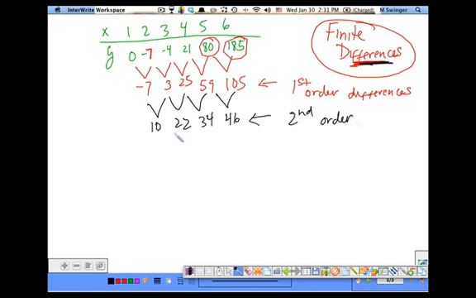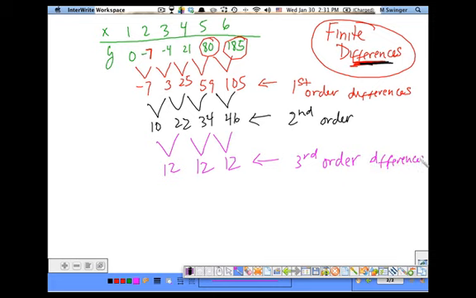Okay, so you're saying why? What's going on here? Well, check out the third time we do it. 22 minus 10, 12. 34 minus 22, 12. 46 minus 34, that's also 12. We found the third order differences to be constant. It's constantly 12, right? So we say the third order differences are constant.